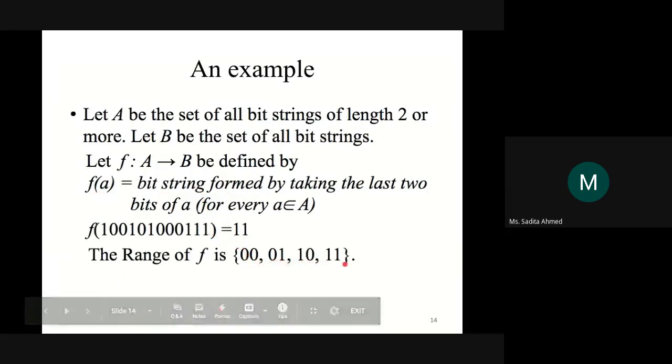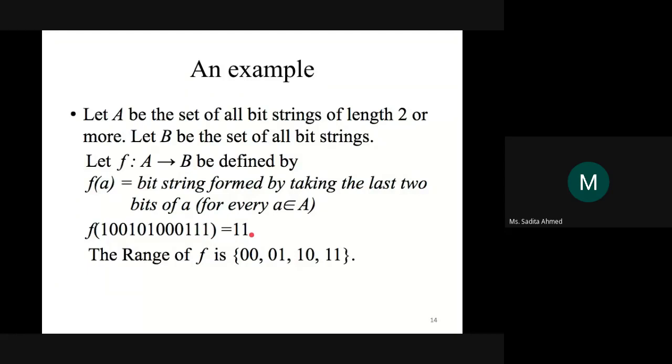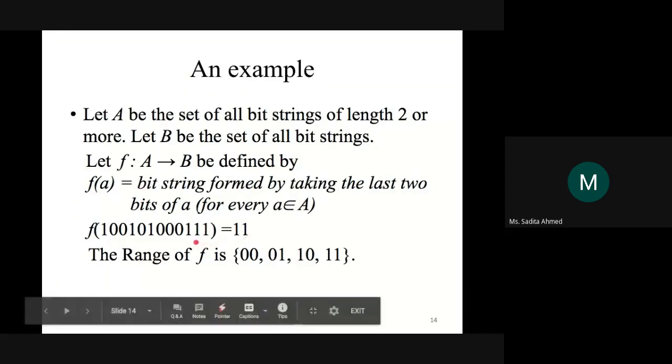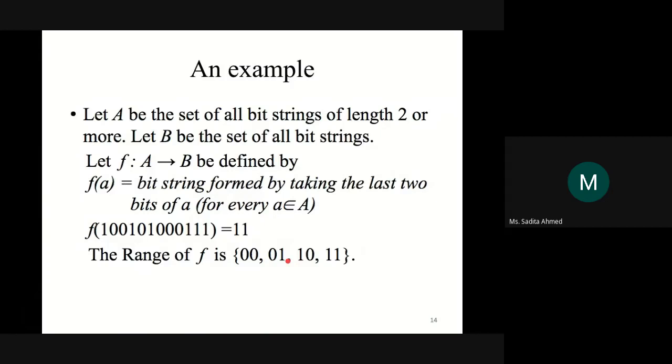So you see, for any given bit string of any given length, we just directly look at the last 2 bits. So here the last 2 bits are 1 1. The result is going to be 1 1. So since we're looking at the last 2 bits, we only have 2 bits in the result. So the possible outputs that you can get are 0 0, 0 1, 1 0, 1 1. That is your range because these are the only possible results that you will get. Okay?